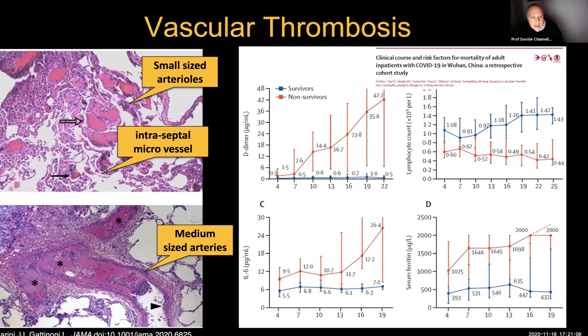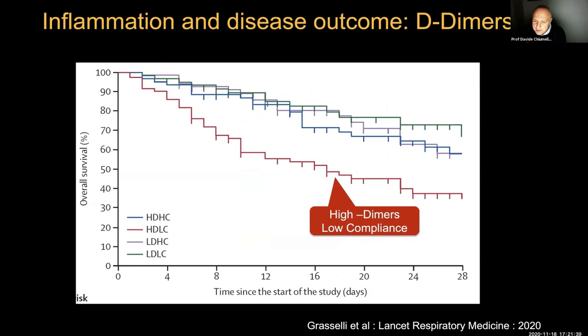And you can see on your left-hand side, there is a lung biopsy where you can see quite diffuse small intraseptal and medium-sized artery thrombosis, which is again almost a pathognomonic hallmark of COVID-19 pneumonitis, particularly in the early stages with preserved compliance. And this is also confirmed clinically. This is the study by Giacomo Grasselli in the Lancet Respiratory.